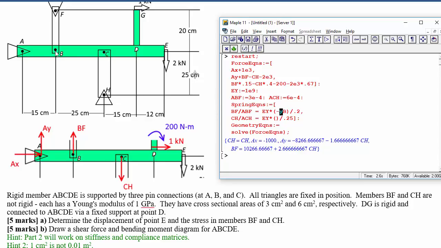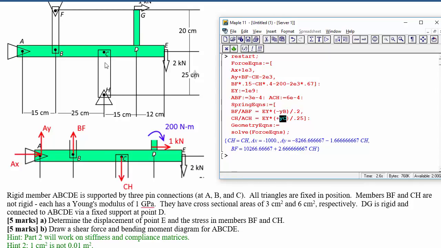So if the y coordinate of B has moved up, then BF has actually decreased in length. But if YB has moved down, then BF has increased in length. So the amount that it's increased in length is negative the y displacement of point B. And then same thing for CH. Because point H is fixed, we can say that this is actually positive YC. The reason this one's positive and this one's negative is because BF is on top of the member. So if this moves down, this has to move down for BF to increase in length.